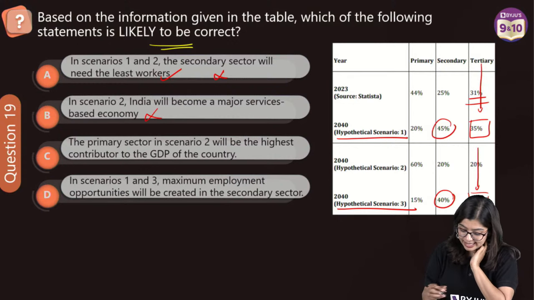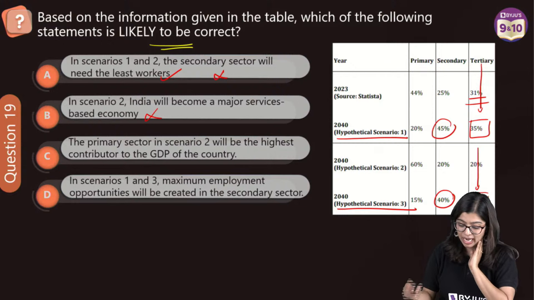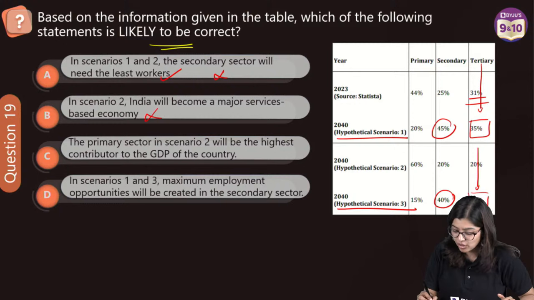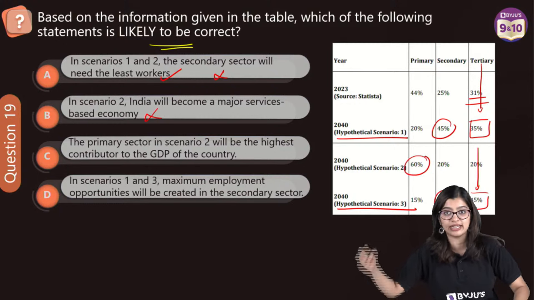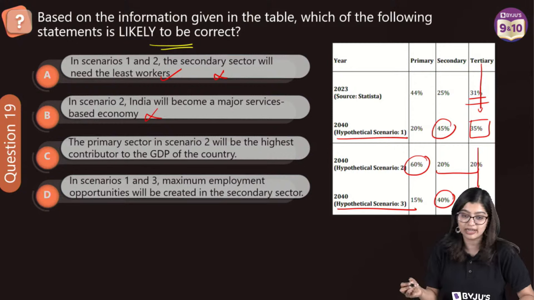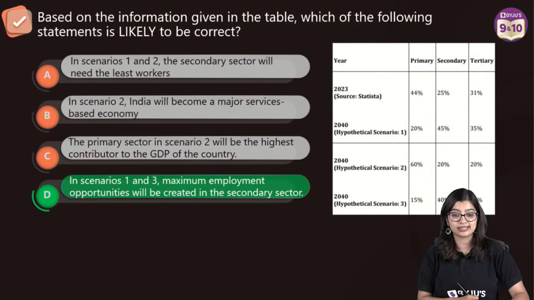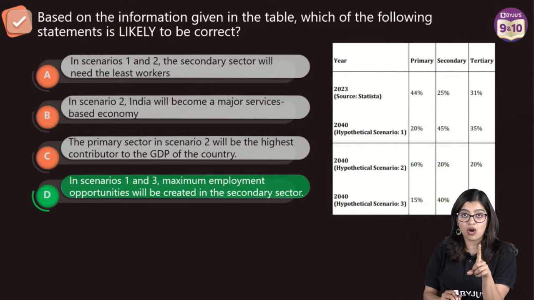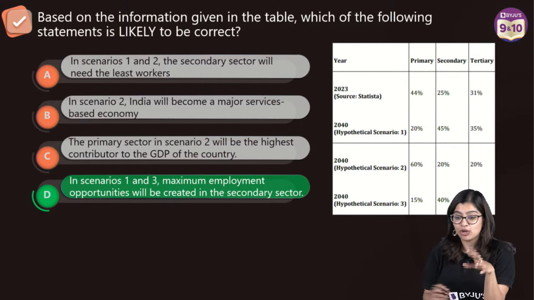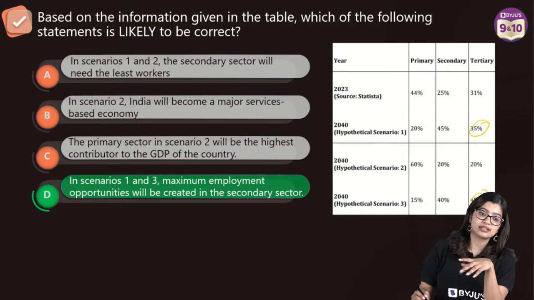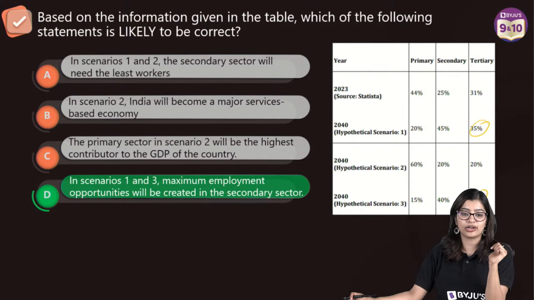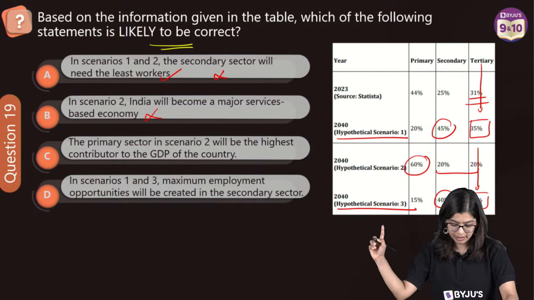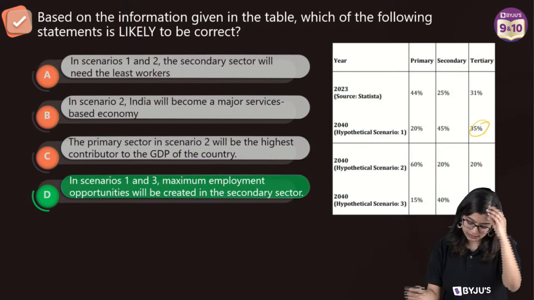It says that in scenario 2, we see that the primary sector will be the highest contributor of GDP. Yes, because 60% contribution is coming from the primary sector. But here only 20% is coming from the rest. So what is the correct answer? It is C. Those of you who told me D, you guys are not wrong. But why is that answer not correct? Because you guys have ignored our tertiary sector. Poor things, services you have ignored. We should not ignore them, right? Oops, sorry. I made a mistake in that. The answer is option D, sorry.